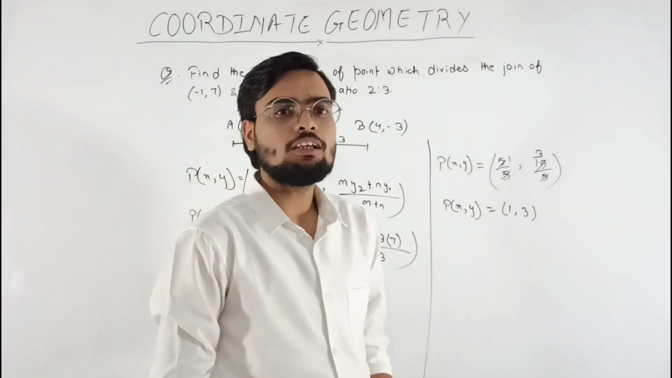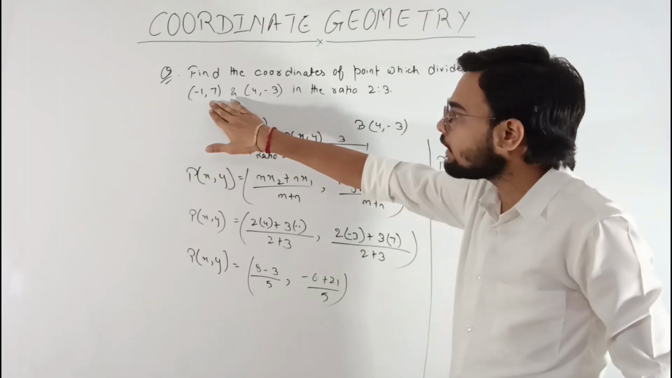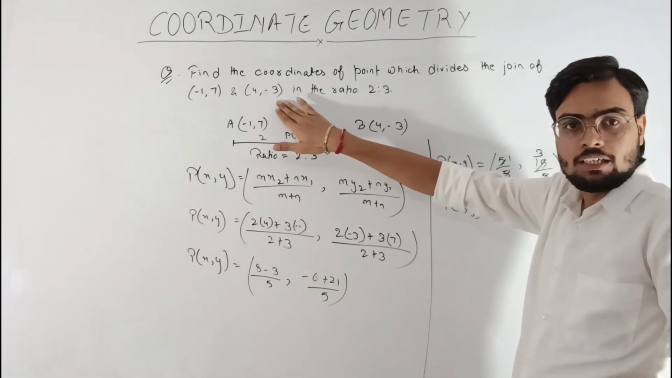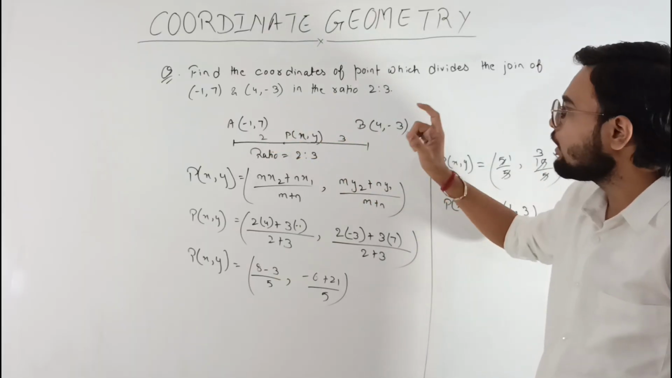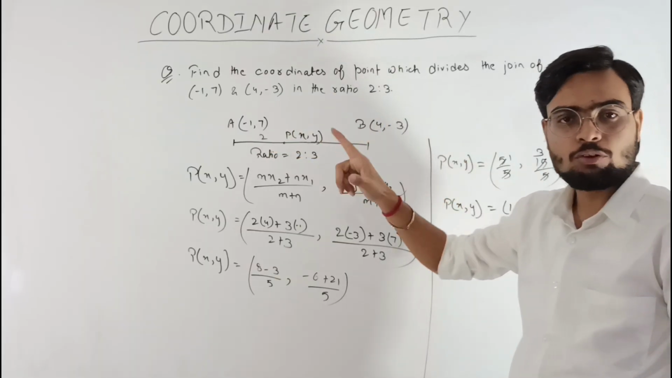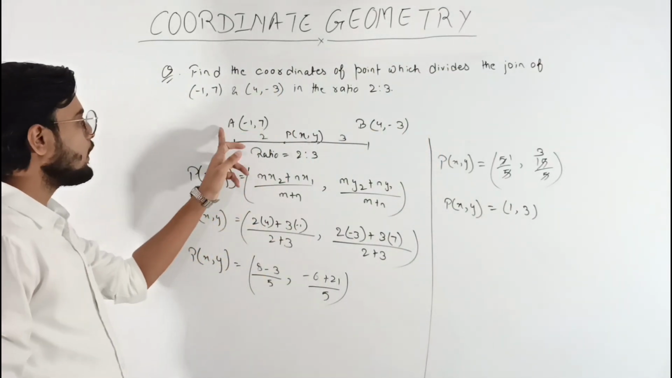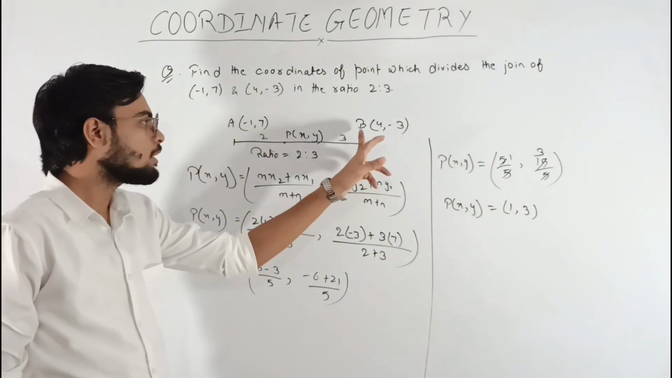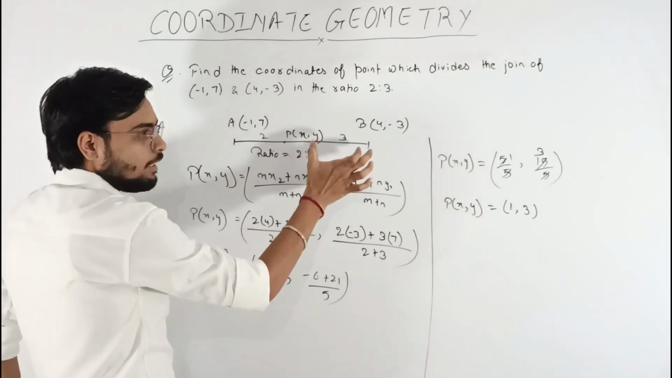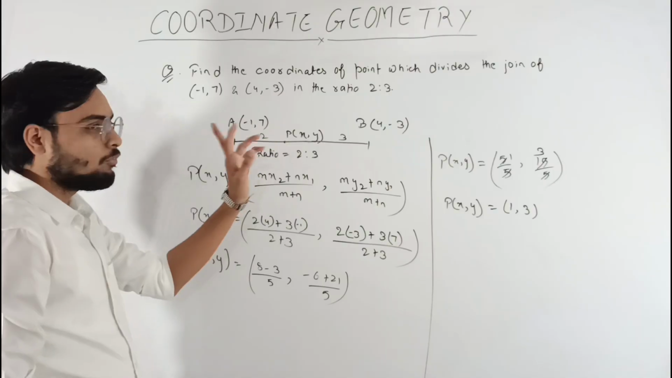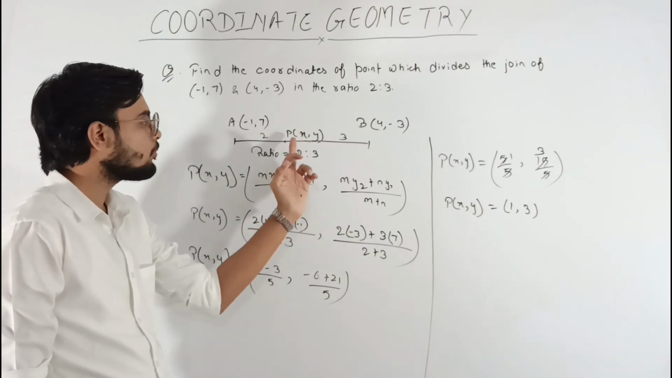Understood? Let's see one more time. Question said that we have 2 points. First is -1 and 7, second is 4 and -3, and the join of these 2 points is divided by a point in the ratio of 2:3. Then we have to find the coordinates of this point. So look here, I write first point as A, which is -1 and 7, second point B, which is 4 and -3. Now question said the join of this point, which means the line AB is divided by a point which I assume P xy in the ratio of 2:3. Then we have to find the coordinates of point P.